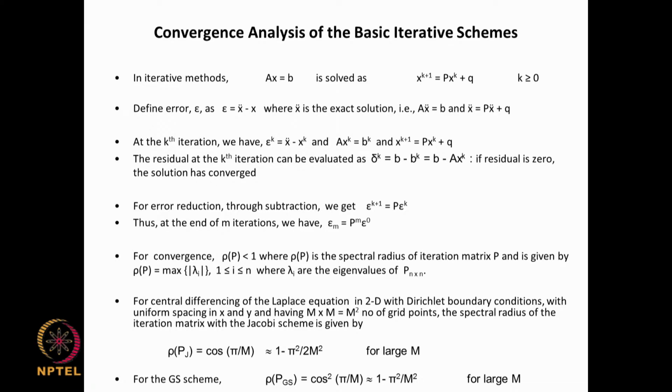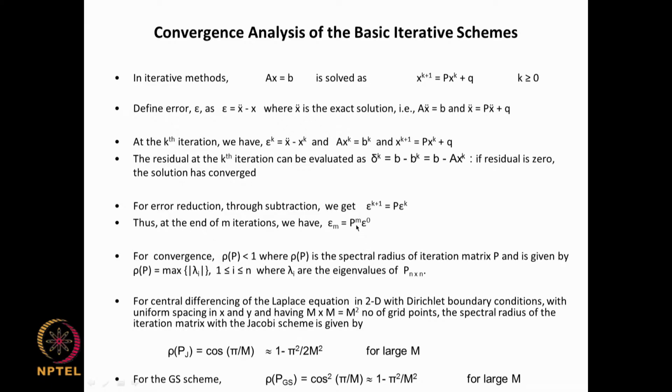it is converging. Obviously, if p is less than 1, if it is a scalar, then you could say you have a convergent scheme, because if p is 0.9, next time it is only 0.9 of the current value, next time it is 0.9 times 0.9, 0.81. So in that sense it is gradually decreasing. So at the end of m iterations, you can say that the error at m, this should have been a superscript, is p raised power m times error at 0.